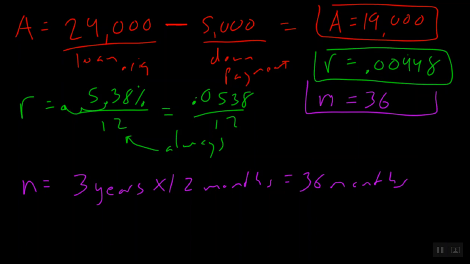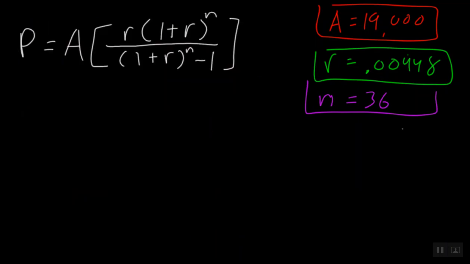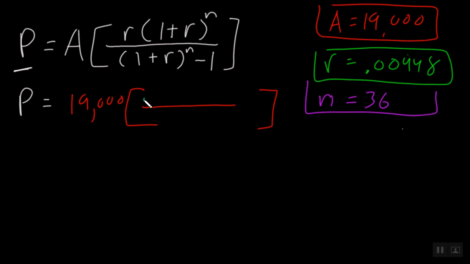Let me go ahead and pause this for you guys. Okay, now here's our formula for our monthly payments, P. And what we're going to do is plug in everything that we know. I know that my original loan amount is $19,000. I'm going to put these big, large brackets here. I know that my R, which I have here in the green, is 0.00448, parentheses. And you know what? Let me just go ahead and erase this right side bracket. We can extend this as needed.